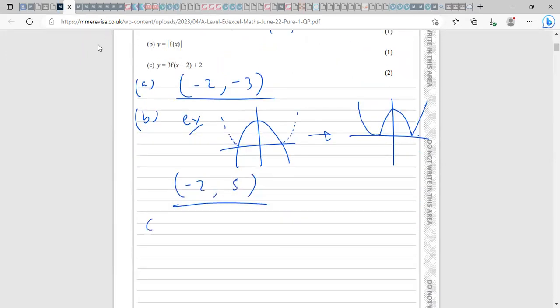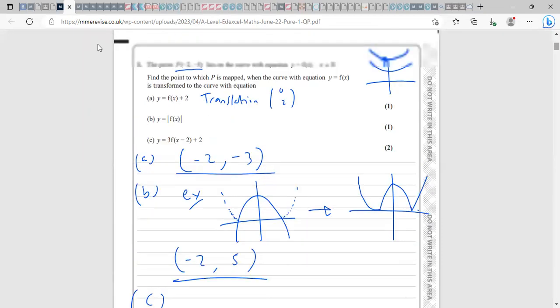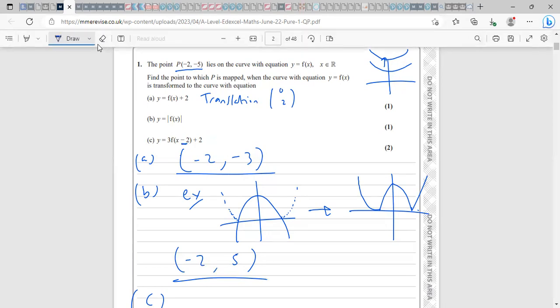I've actually done a video on graph transformations and the order in which we do them, because the order does matter. With this one, we've got several transformations: a translation in the x direction, a stretch in the y direction, and a translation in the y direction. So remember the order. We do the translation in the x direction first, then the stretch in the x direction, then the stretch in the y direction, and then the translation in the y direction.